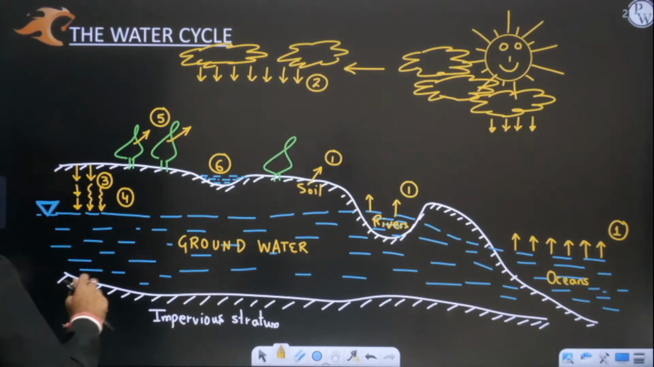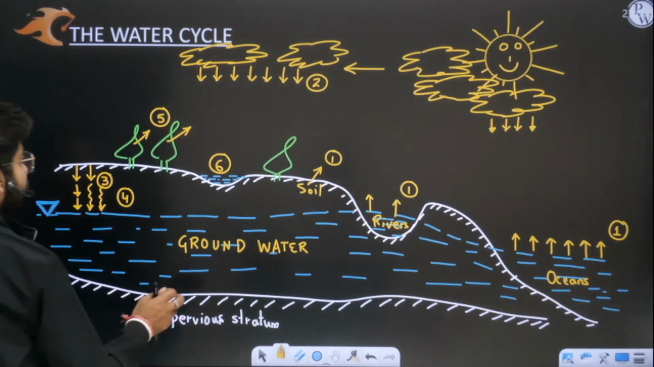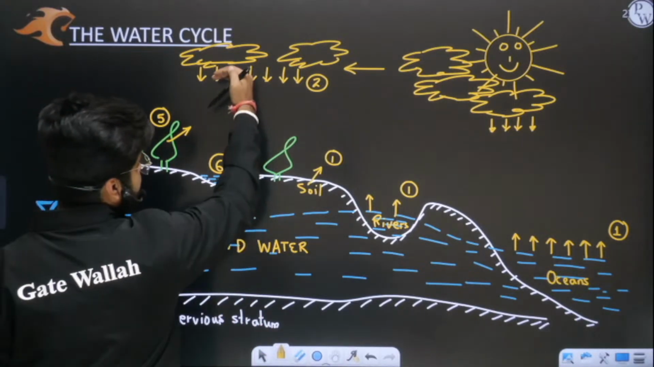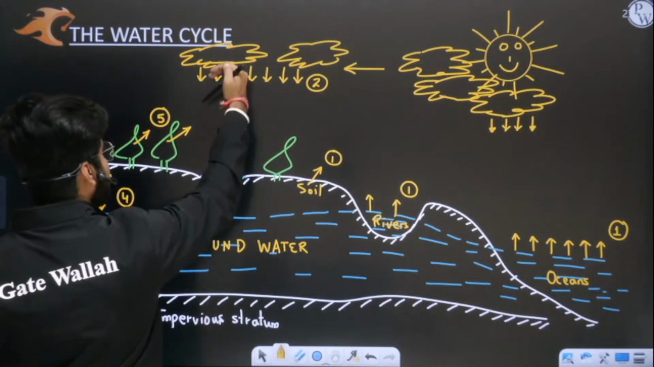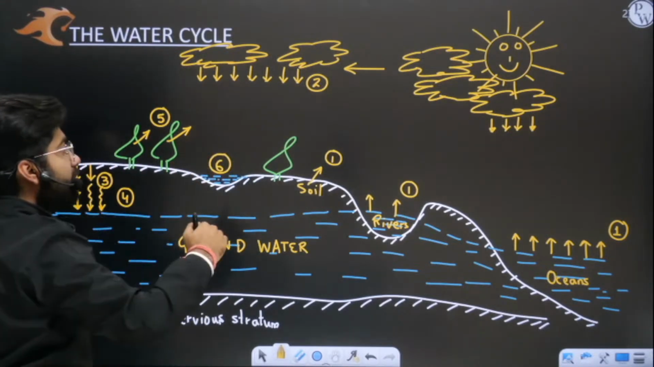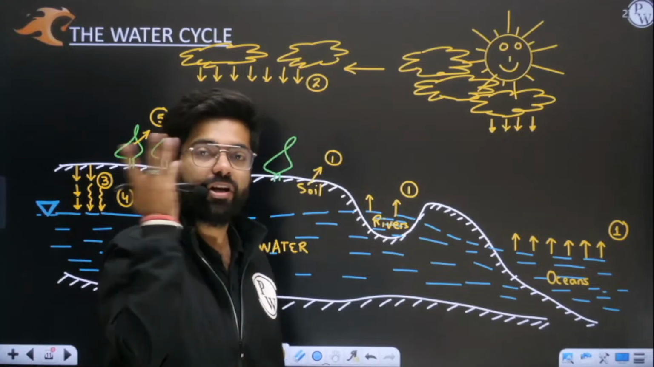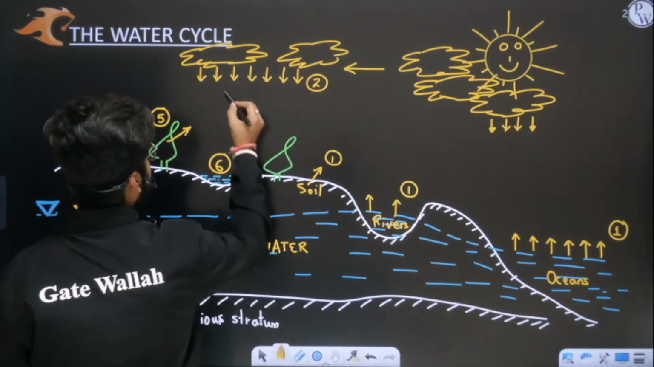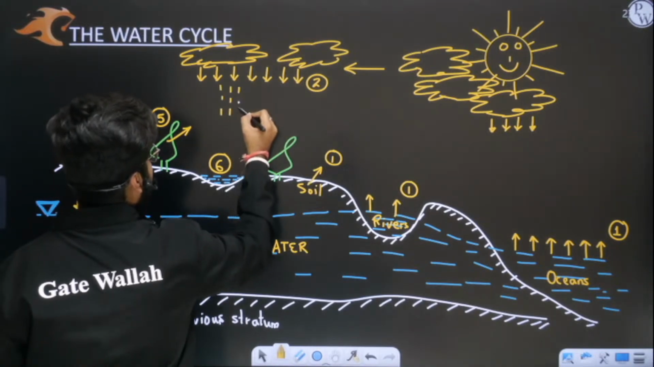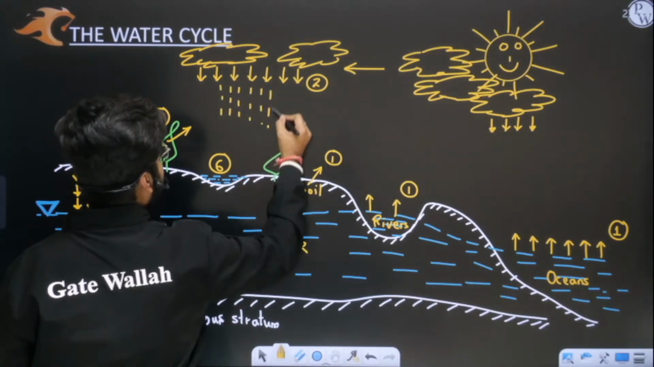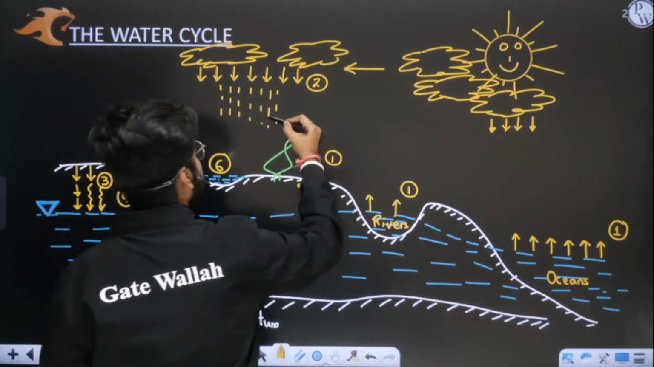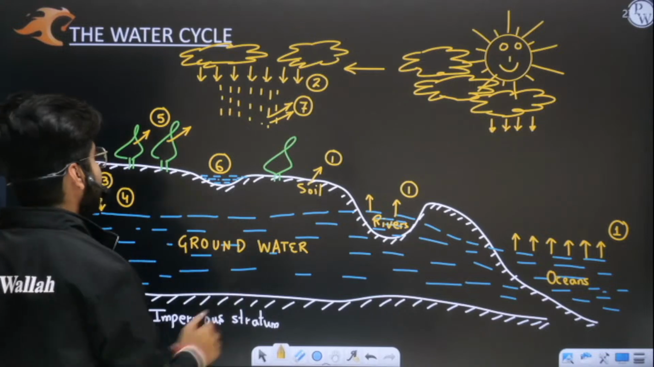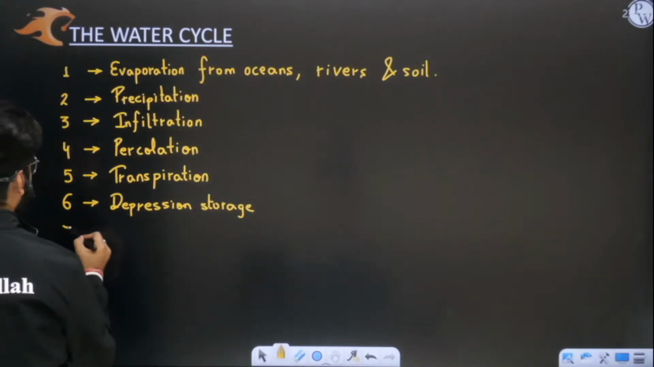After this depression storage, some water, you also know, will be evaporating while falling on earth. When this water is falling, meanwhile some water will get evaporated. Let us assume this water is falling, and when it is falling, some water has evaporated meanwhile. That is your seventh, known as Varga.